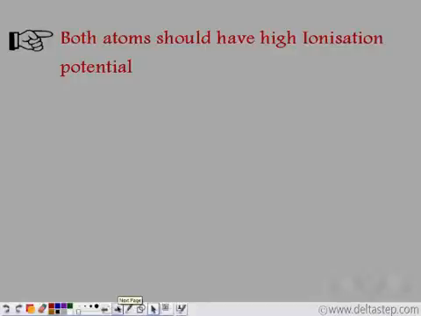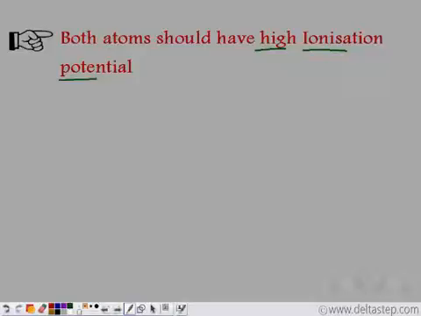Ionization potential or ionization enthalpy is the energy required to remove an electron from an atom. So when both the atoms have high ionization potential, they cannot lose the electrons easily. Since they have to share the electrons, both the atoms should have a high ionization potential.